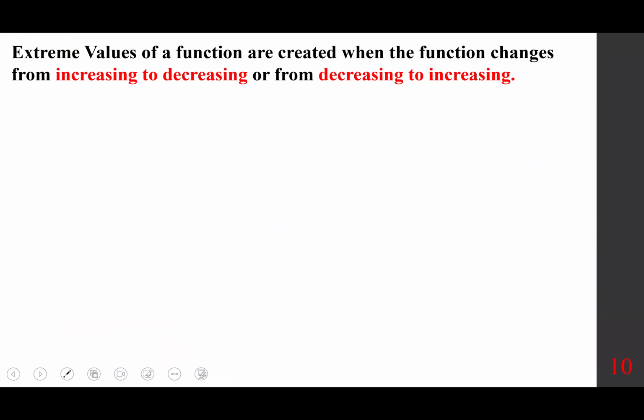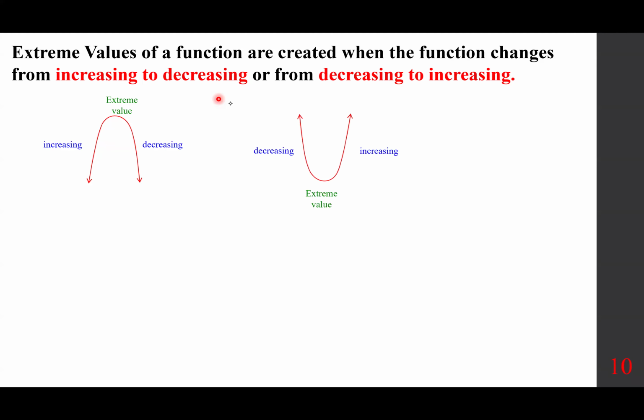Extreme values of a function are created when the function changes from increasing to decreasing or decreasing to increasing. As you can see here, the function is increasing first and then decreasing, and the peak is an extreme value. More specifically, it's a local max. Here, it is first decreasing, then increasing. It's an extreme value. It's a valley. It's a local min.